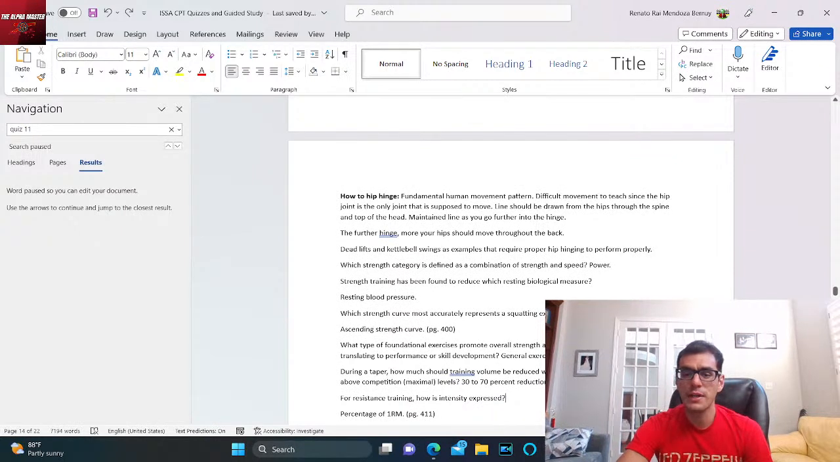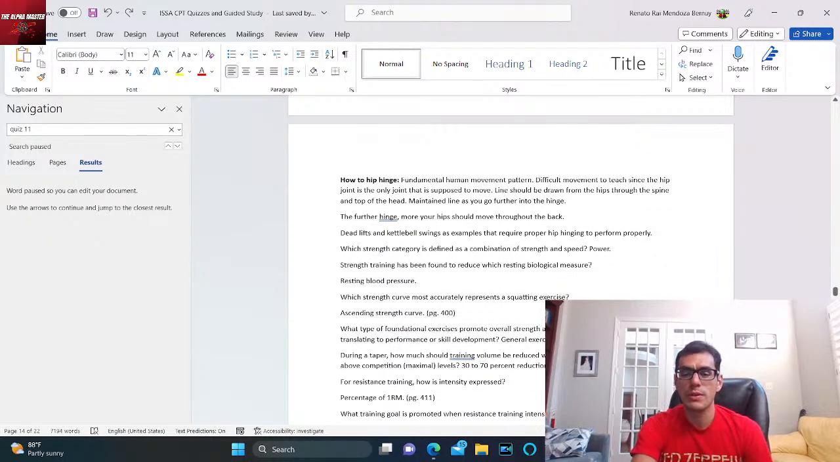Now, for resistance training, how is intensity expressed? Intensity is going to be expressed as a percentage of one repetition max.